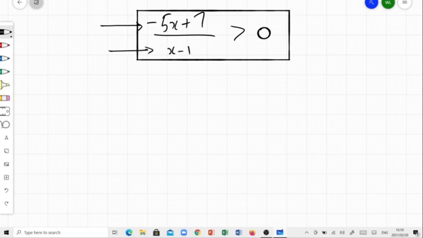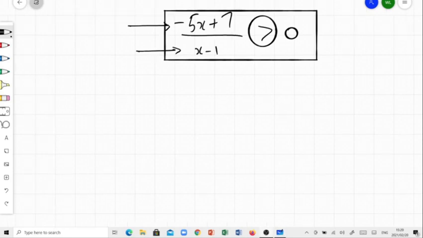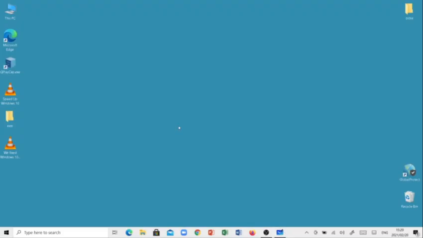You see, we know that a fraction is going to be positive provided that either the numerator and the denominator are both positive, or the numerator and the denominator are both negative. Okay. This therefore leads to two distinct cases. Okay. So case 1 is when both the numerator minus 5x plus 7 is positive and the denominator is in fact positive.